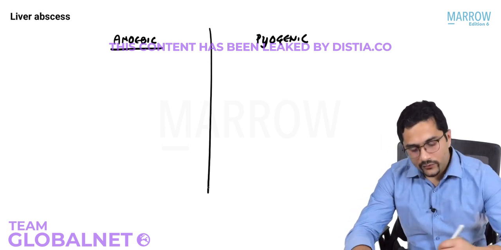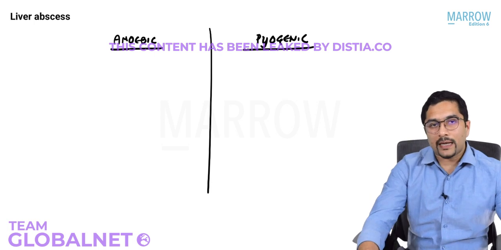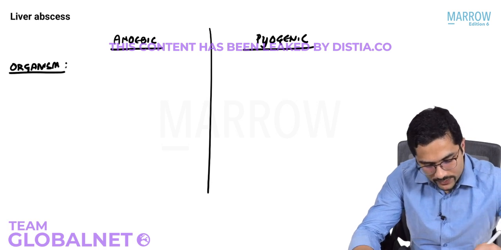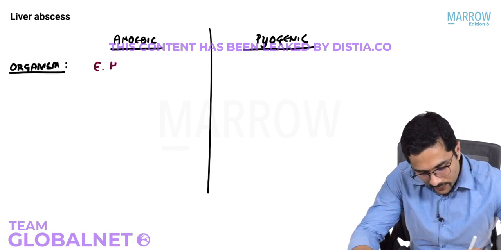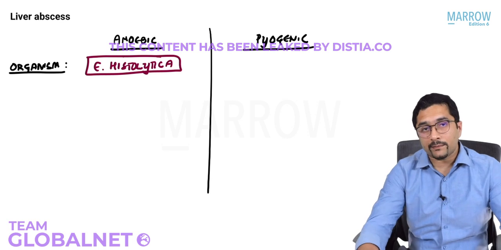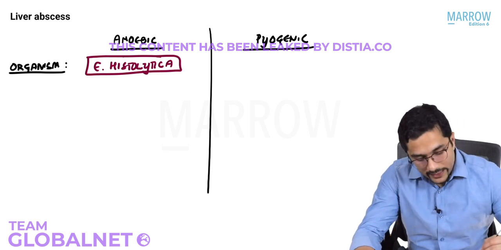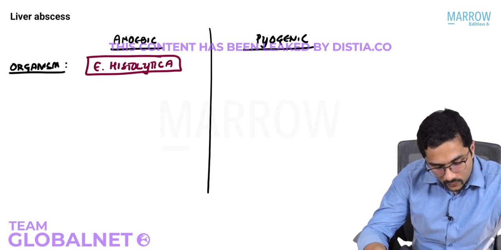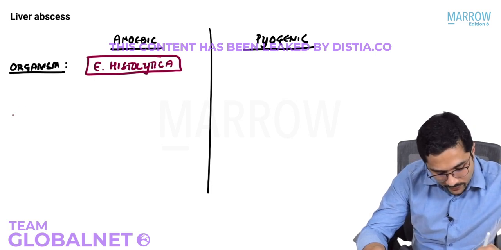So let's talk about the differences between amoebic and pyogenic liver abscesses. First, let's talk about the organisms which are there. The organism for amoebic liver abscesses is Entamoeba histolytica. That is the organism which causes amoebic liver abscesses. And you know that Entamoeba histolytica, what is the route of spread?